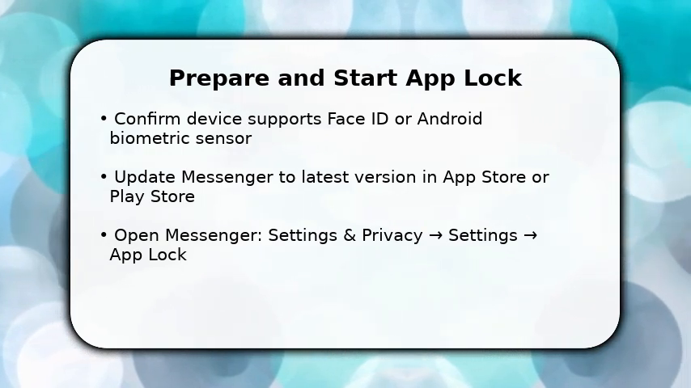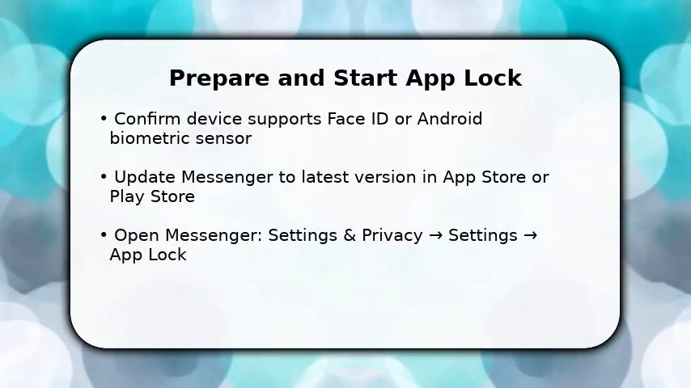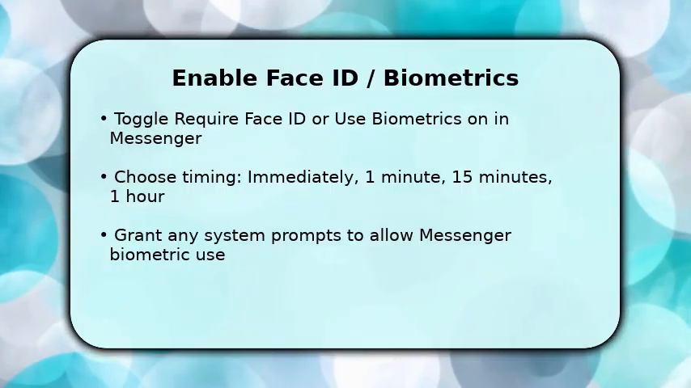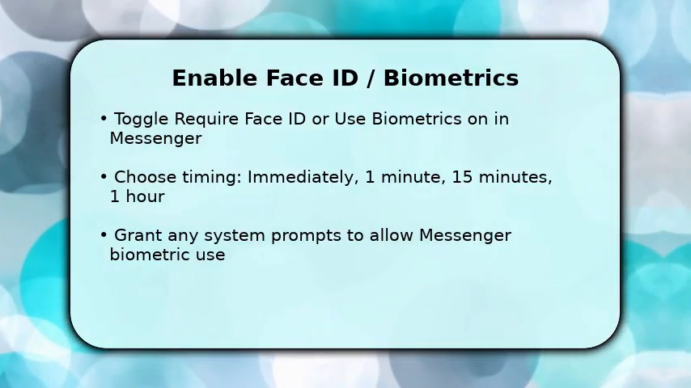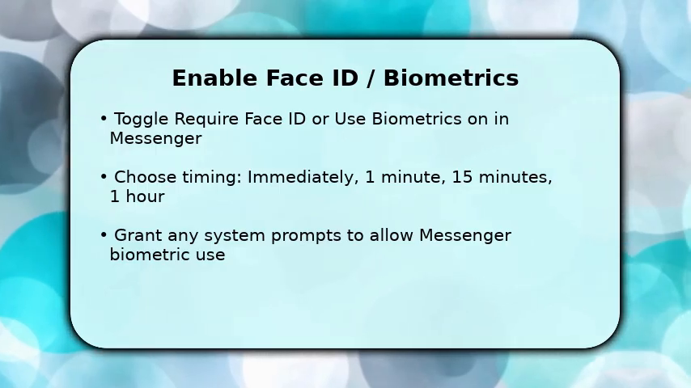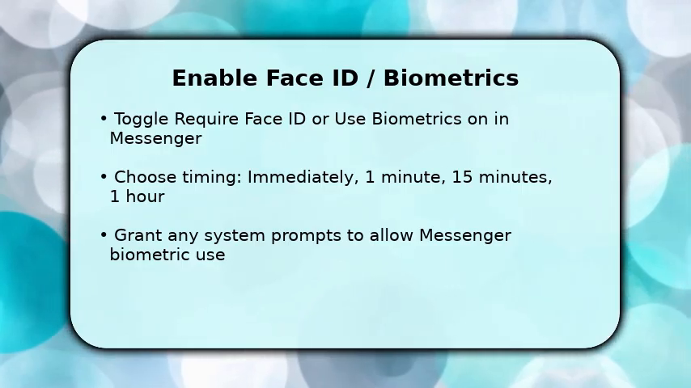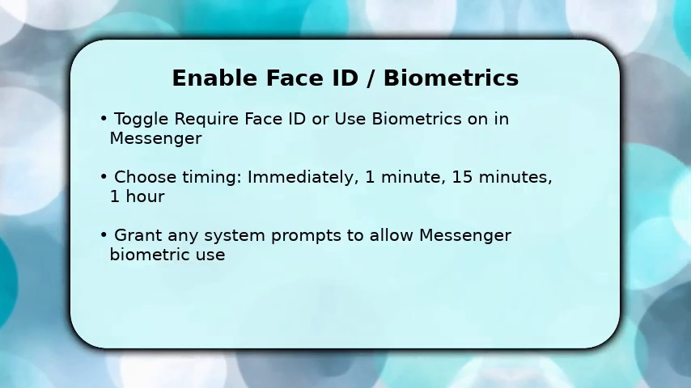Now enable the biometric toggle inside App Lock to let Messenger use your device's Face ID or fingerprint sensor. Once enabled, select the lock timing, immediately for maximum privacy or a short delay for convenience. If the system prompts appear, grant Messenger permission to use Face ID or biometrics. This step links the app with your system-level biometric keys.